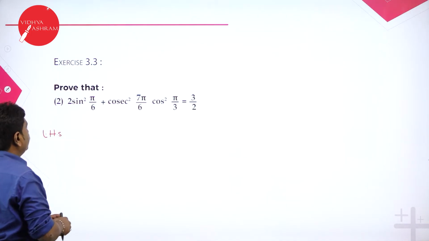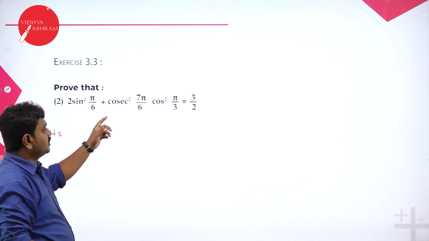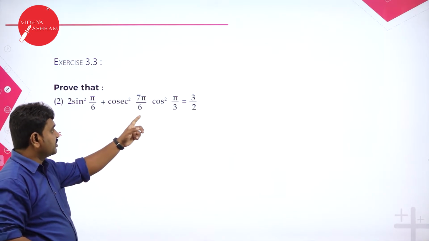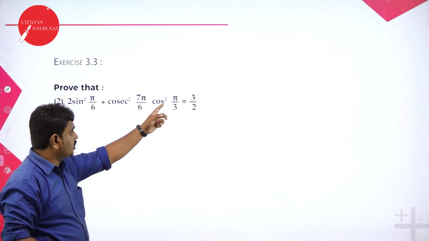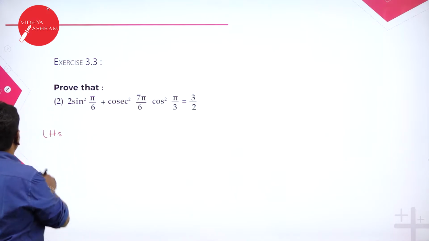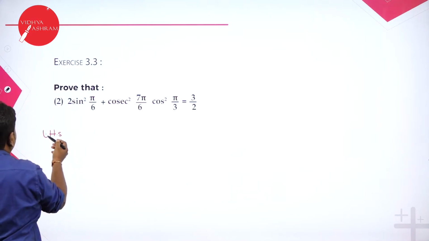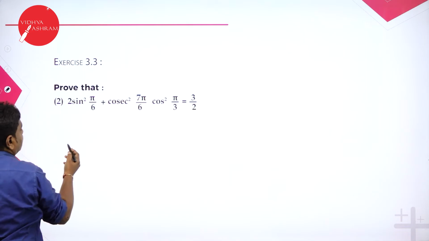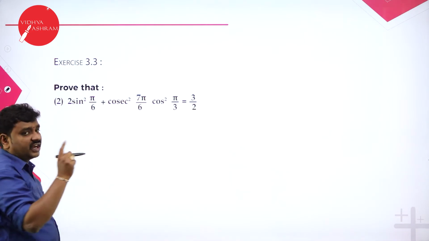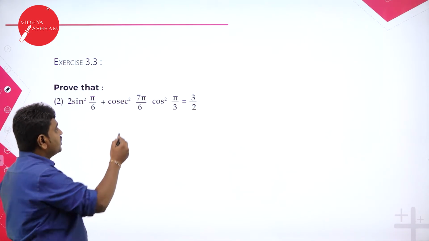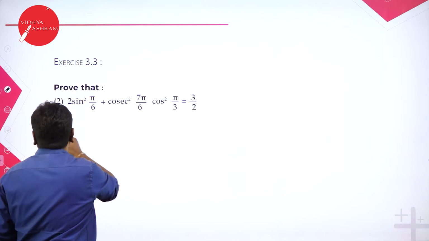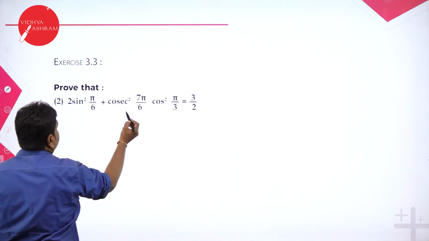Again we'll take LHS. They want you to prove 2 sin square pi by 6 plus cosecant square 7 pi by 6 into cos square pi by 3. See, before we go to this, sin pi by 6 is a standard angle, 30 degrees, but 7 pi by 6 is not a standard angle. So first our task is to find 7 pi by 6.